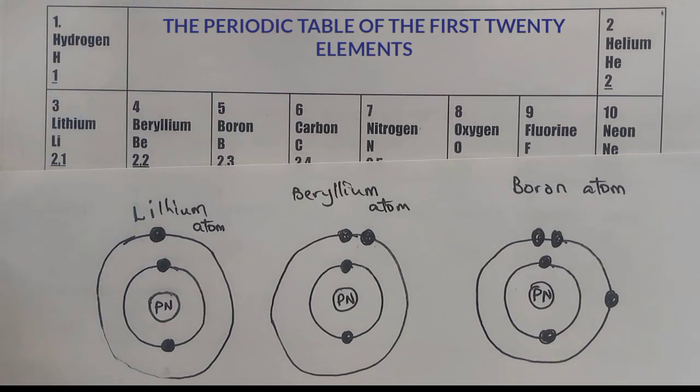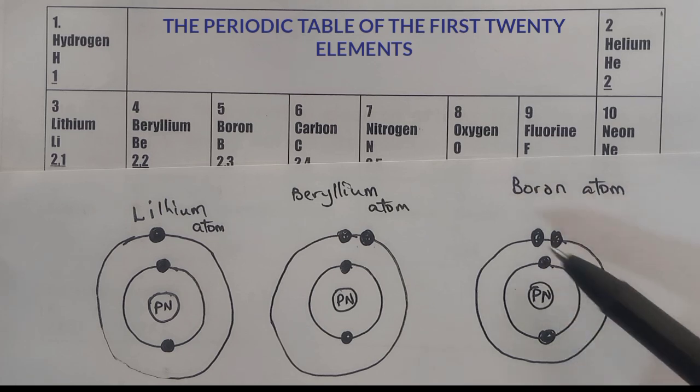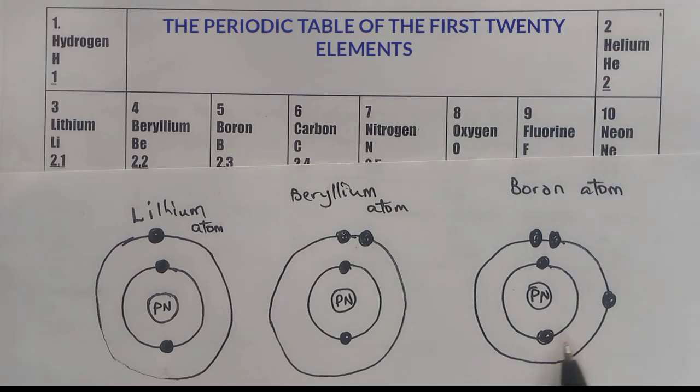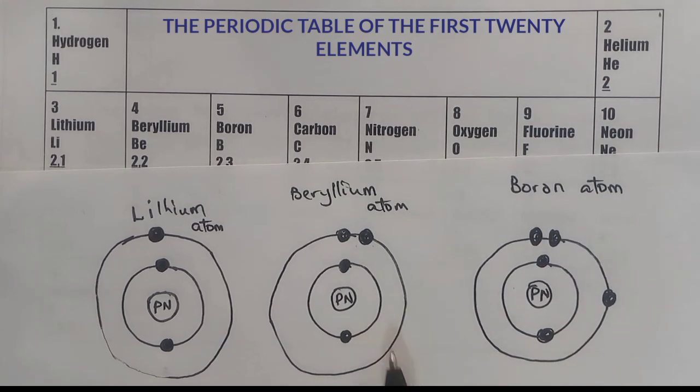So this is a simple diagram representing boron atom, and we have 1, 2, 3 to be the number of electrons that are found at the outermost shell. This is the outermost shell. This is the K, and this is the L.